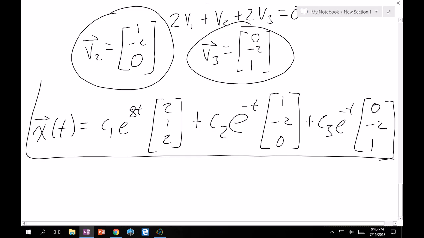Great. So next time we're going to start dealing with matrices that have complex eigenvalues, and again, it's the same idea. We're just going to reuse what we've already learned and just apply it to higher order systems. So, see you then.